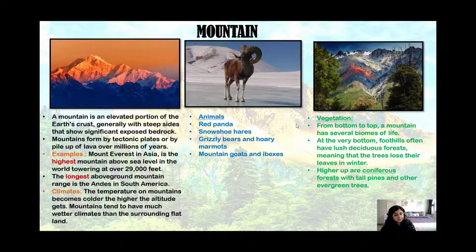Next come the animals: red panda, snowshoe hares, grizzly bears and woolly mammoths, and mountain goats and ibexes. Next comes the vegetation. From bottom to top, a mountain has several biomes of life. At the very bottom, foothills often have lush deciduous forests, meaning that the trees lose their leaves in the winter. Higher up are coniferous forests with tall pines and other evergreen trees.